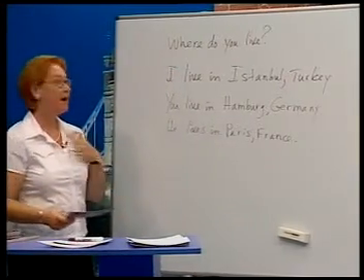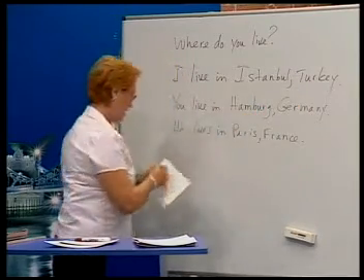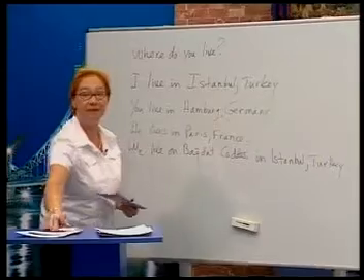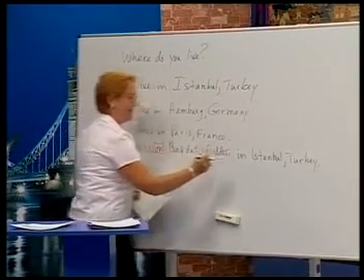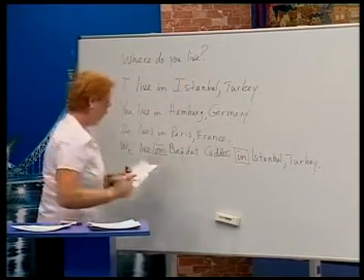Where do you live? I live in Istanbul, Turkey. You have to have a comma here, though. Okay, another example. We live on Bağdat Caddesi in Istanbul, Turkey. Now this one's a little bit different because you have on the street in Istanbul, Turkey. All right? One more example.